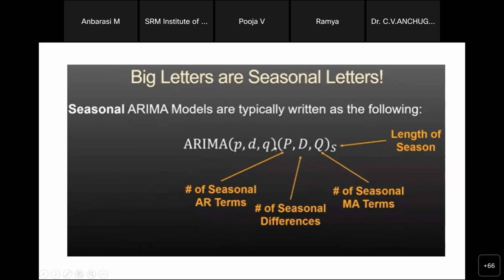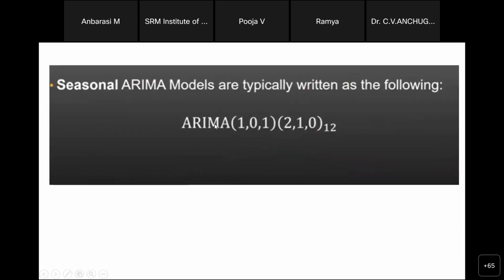So the normal ARIMA model won't have this. The seasonal part won't be considered for the normal ARIMA model, but in the case of the seasonal ARIMA model, these seasonal values will be considered. That's it. Suppose, for example, ARIMA where the AR value is 1, the differences is 0, and the moving average is 1. And suppose you have a seasonal AR of 2, the seasonal differences is 1, you don't have the seasonal moving average, and the season length is 12 months.